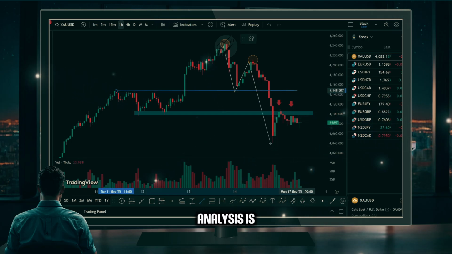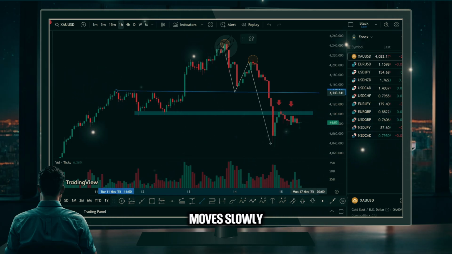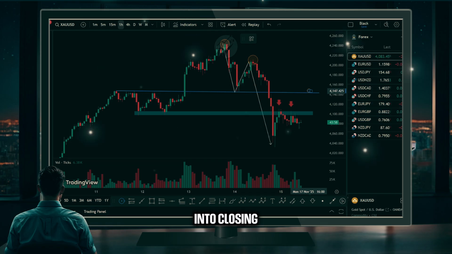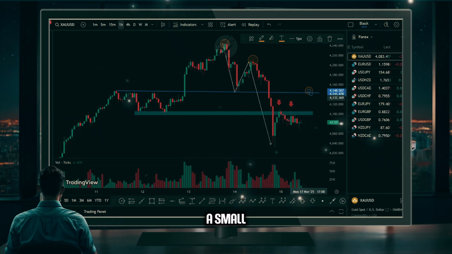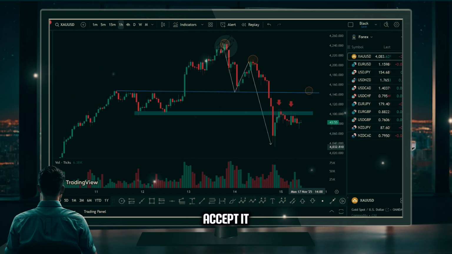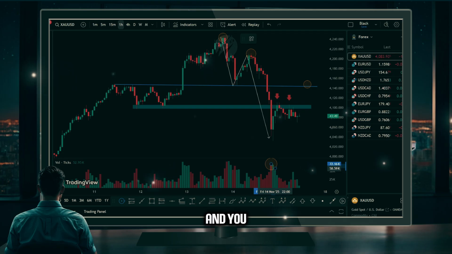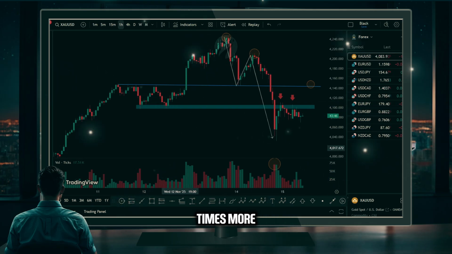You will have trades where analysis is perfect, but price moves slowly, making you doubt yourself. Trades where you have big profits, but a small retracement scares you into closing early. Trades where you have a small loss, but refuse to accept it, turning it into a big loss. We all go through this. I have too. And you will feel these emotions hundreds of times more.